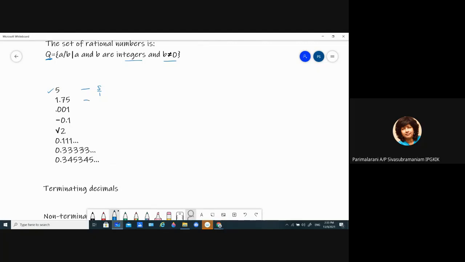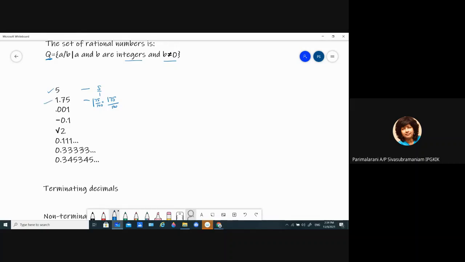1.75, can we write this as a fraction? How do we write this as a fractional number? If you look at it directly, without simplifying it or anything, it's 175 over 100, correct? So we have written this as a fraction.